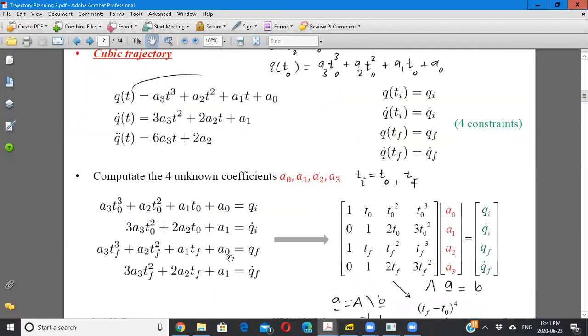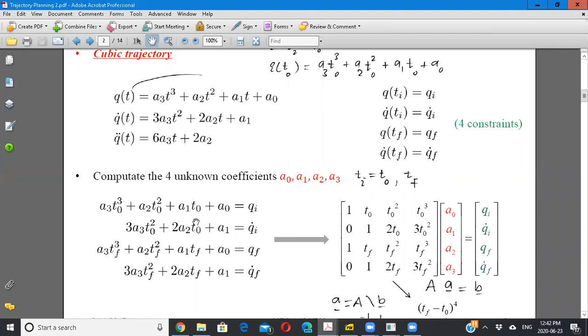QF will be here because this is Q at time TF, and then replace T by TF everywhere. And similarly, utilize the final velocity constraint by putting this in this. And we're not going to utilize this because no condition on the acceleration has been given, but there might be in future, and we'll see that.